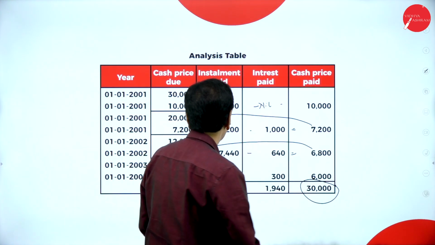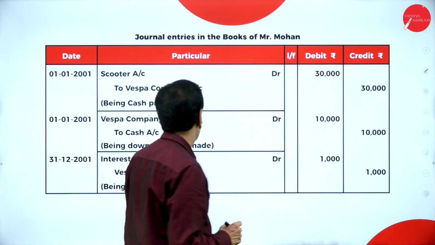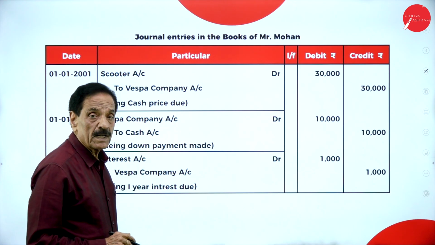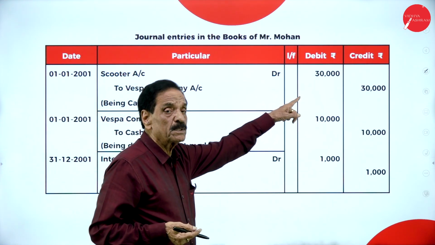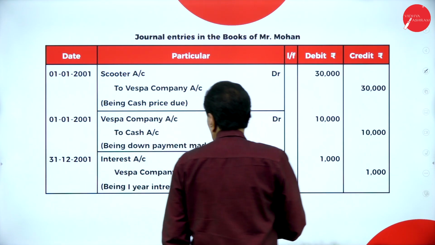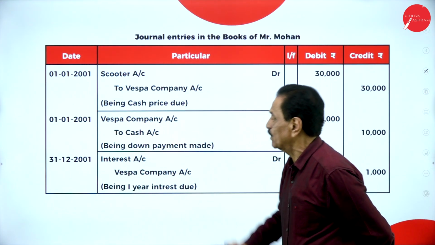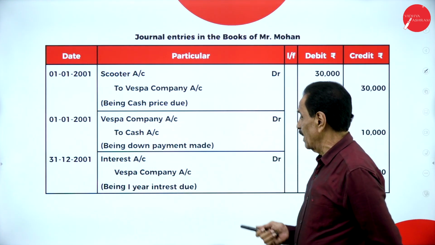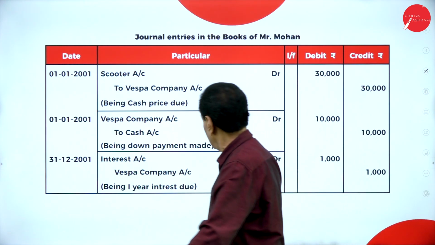Then we'll pass the entry now. Journal entry in the books of Mr. Mohan, who is a purchaser. First entry, scooter account debit to Vespa company, nothing but asset account debit to hire seller account. What's the cost price? 30,000. How much is the down payment? 10,000. Vespa company account debit to cash account. End of the year, interest account debit to hire seller account, that is interest account debit to Vespa company account.